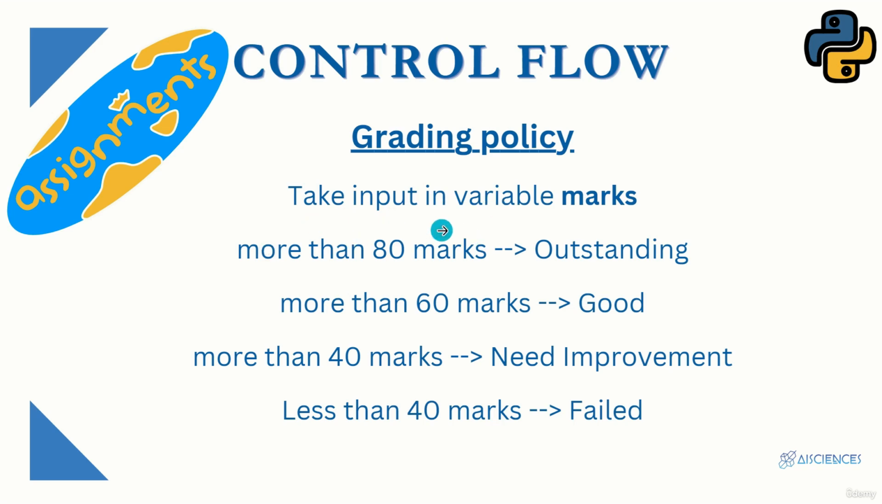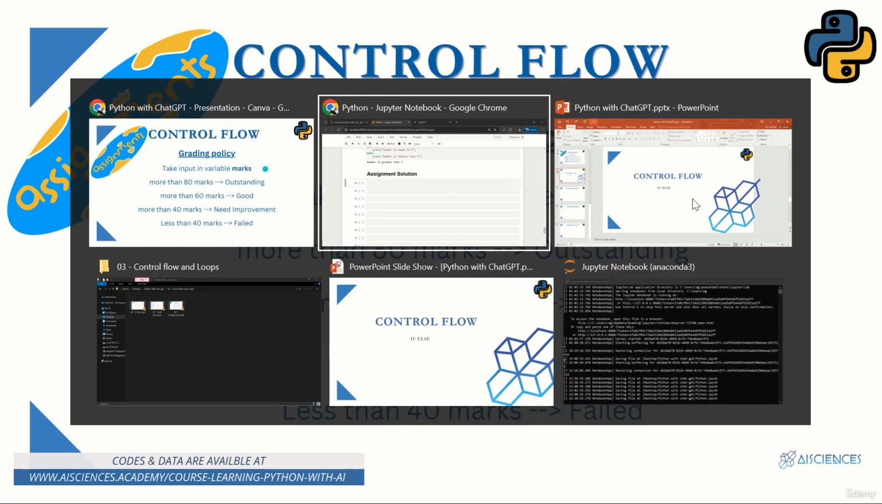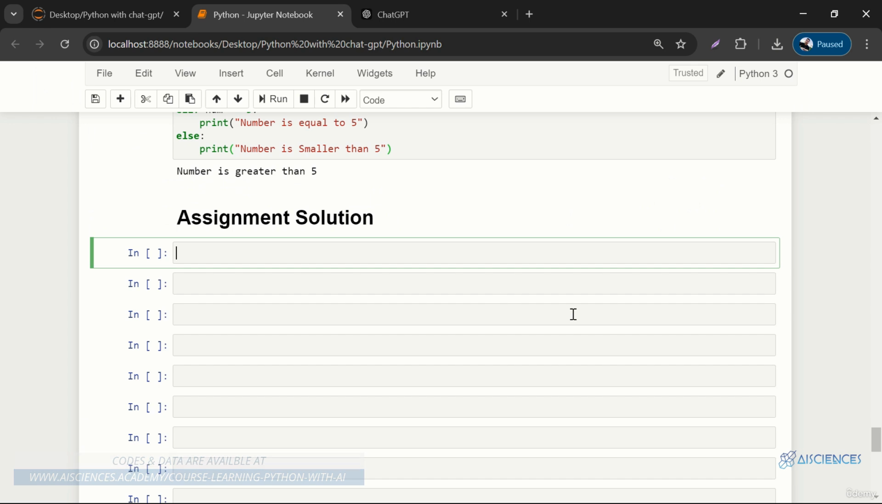All right, so let's go ahead and encode what we want to do over here. First thing is we have to take input, and then we will proceed towards writing the if-else conditions. So first thing first, marks variable and converting it to integer. Converting what to integer? Converting input to integer. We'll say enter the marks.